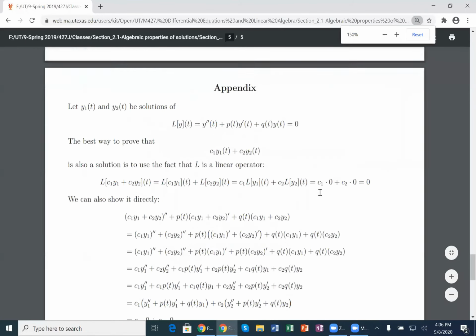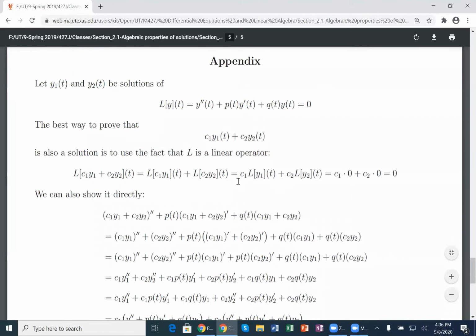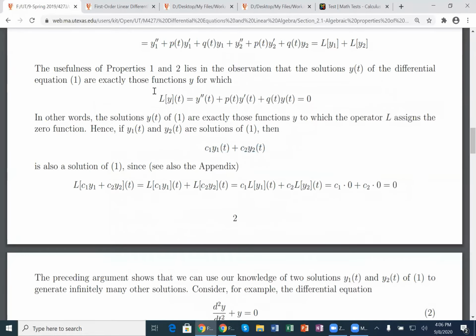Please take a look and compare. Here is how we prove the same thing without linear operators. We replace y here, here, and here by this expression. We expand parentheses, we collect terms, we factor out C1, C2, we get 0. So this is why we care about this notation, about the whole concept of linear operators.